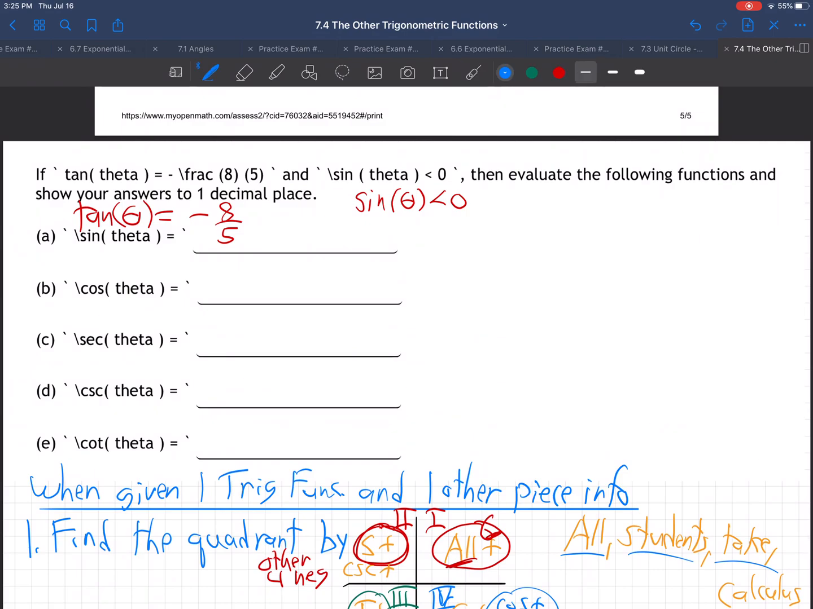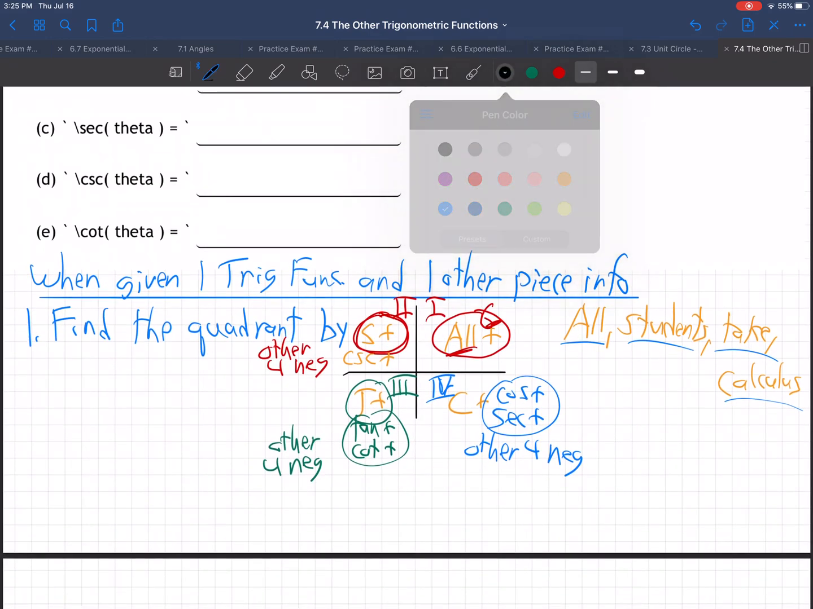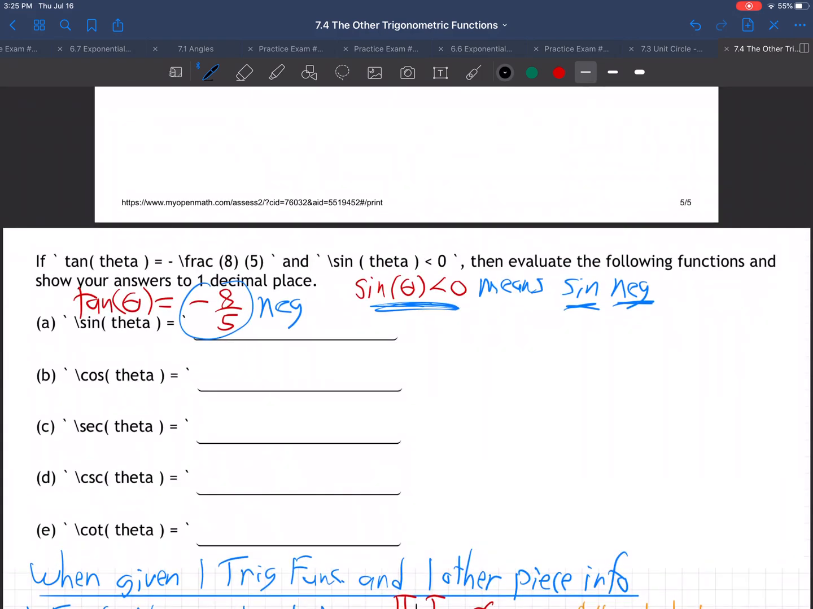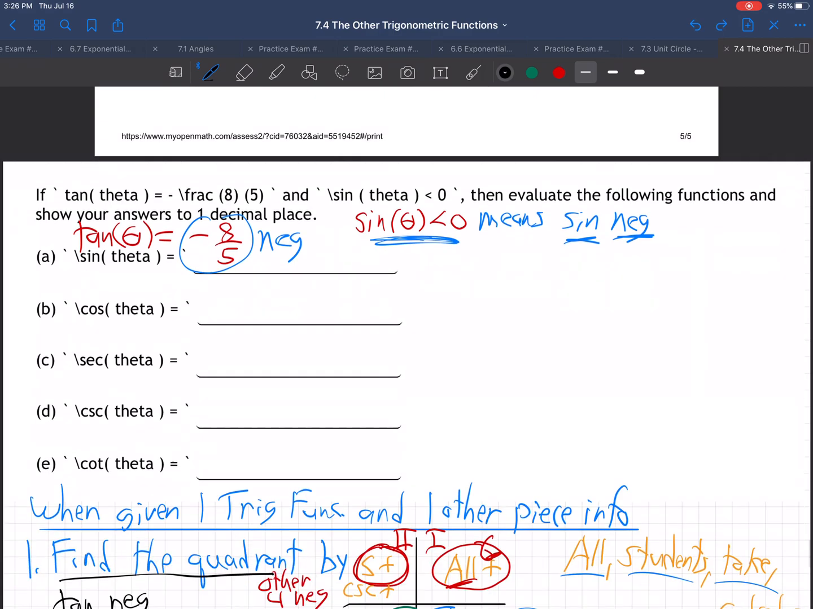So it says here that the sine is less than 0. That means that the sine is negative, right? Less than 0 means negative. And notice the tangent is negative also. So which quadrant, that's the question before us. We're trying to find the quadrant. Tangent's negative and sine is less than 0, which also means negative. They're telling us, hey, here's the hints. Tangent and sine are both negative, right? They gave me a negative number for tangent there, and they told me sine is less than 0, which means negative. So which quadrant am I in?